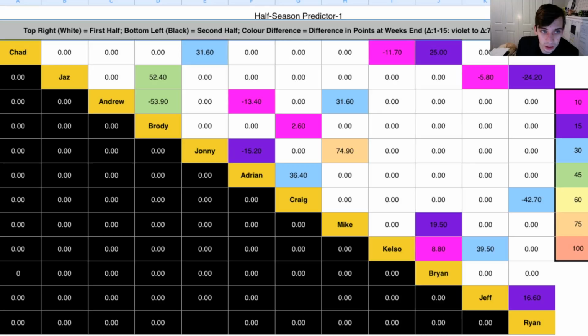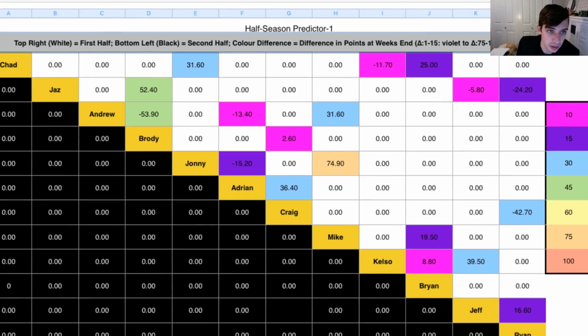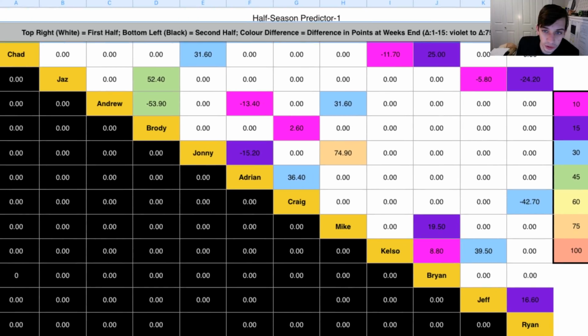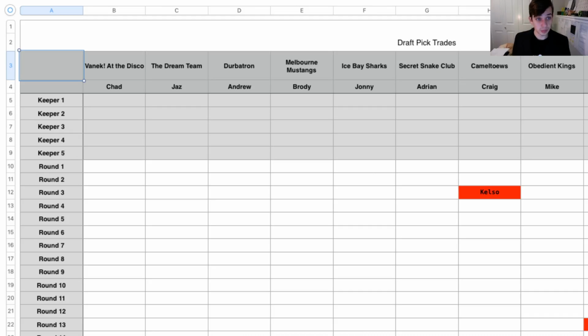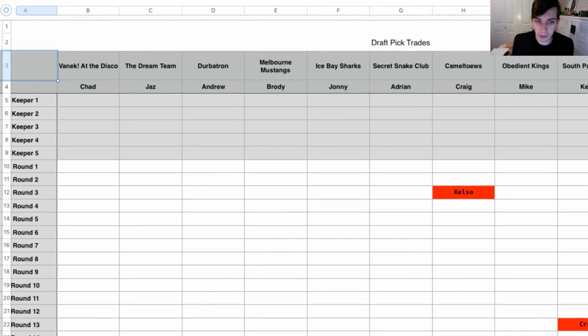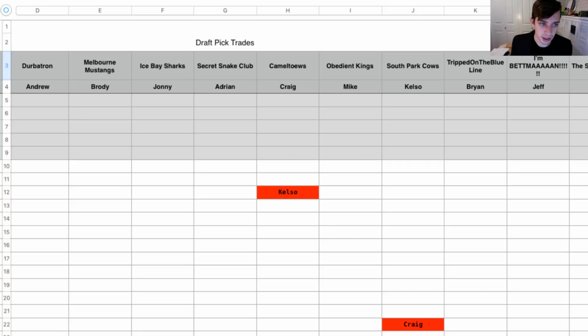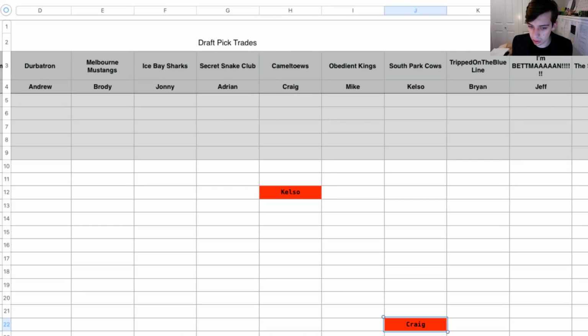And finally, I started working on season 3. I started working on this current one. This is what we've got so far, I think. I'm up to date. I do also have a table tracking draft trades. So here we can see that Kelso has taken Craig's 3rd round, and Craig has taken Kelso's 13th round, I believe.